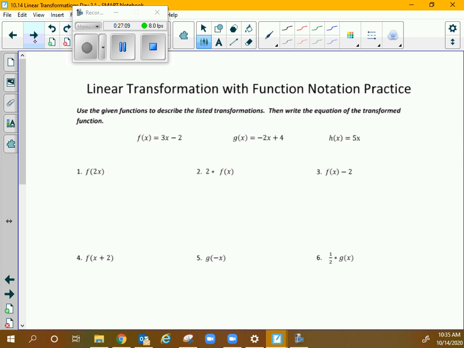Then write the equation of the transformed function. So all of these are rules, and you have to use the letter to find out which one you have to apply it to. So describe the transformation, apply the transformation. Okay? So it's a multi-step for each one of these. This is due tomorrow.